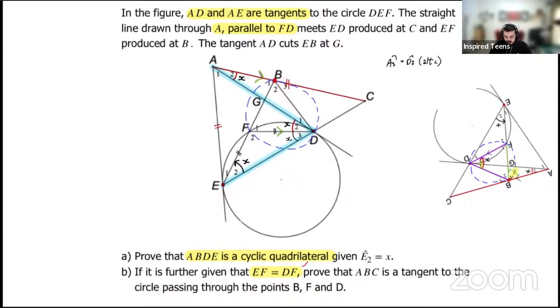A1 is equal to B2, angles in same segment. Okay, yes, that's also correct. A1 is equal to B2. But I'm looking more to work with, which one? I'm looking more towards B1. B1 is equal to 2x, brilliant, right?